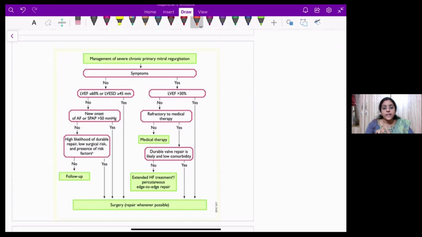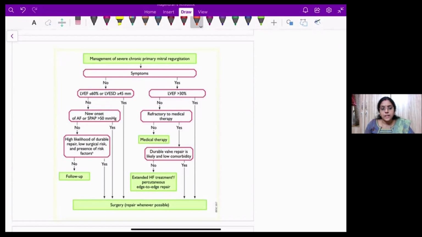But when can you avoid replacing the valve? Because once you replace the valve, you are actually subjecting the patient to long-term anticoagulation, is it not? So there are some risks associated with that as well, and the patient has to be fit to undergo surgery. So when do you actually expose the patient to surgery and when do you medically manage the patient? First of all, you will try medical therapy.